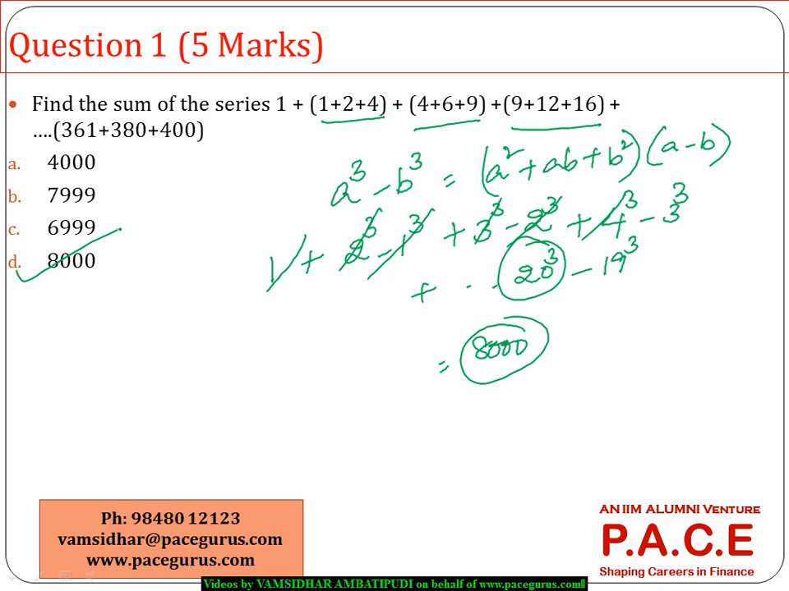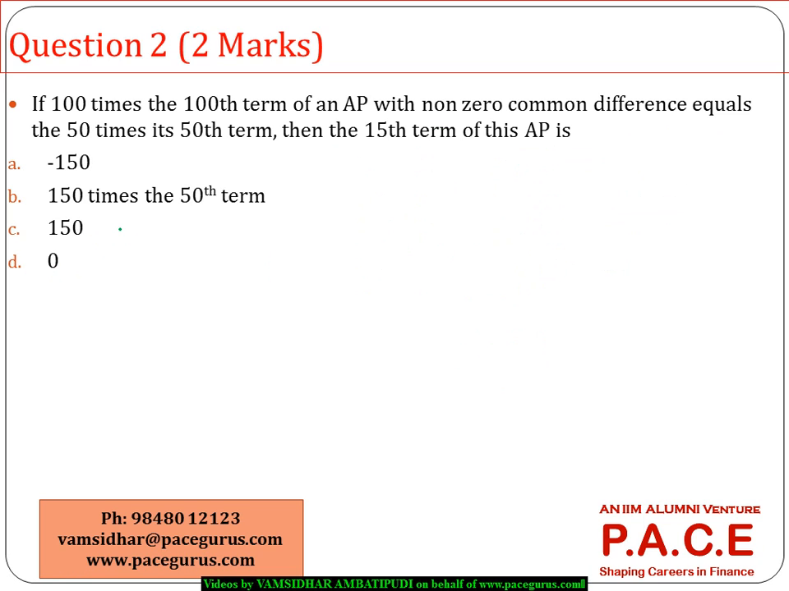Alright, let's move on to our next question. If 100 times the 100th term of an AP. So what is the 100th term of an AP? A plus n minus 1 into D. A plus 99D. 100 times the 100th term equals 50 times the 50th term.